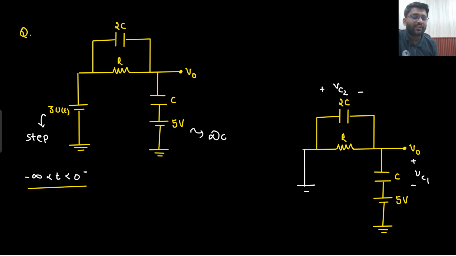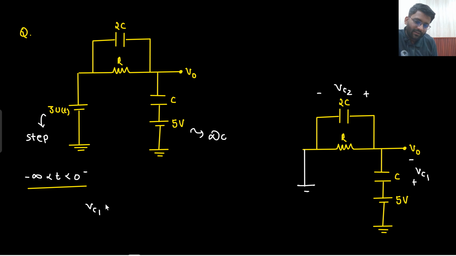So how will instantaneous charging take place? Voltage is always divided in inverse proportion, right? Q equals CV, so voltage will always be in inverse proportion to the capacitor. Let's take VC1 and VC2 in this direction. Please note, this is our VC1 and this is our VC2. This is for ease of calculation, nothing else.